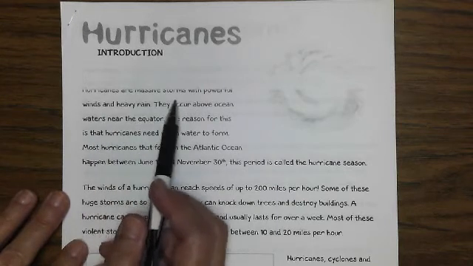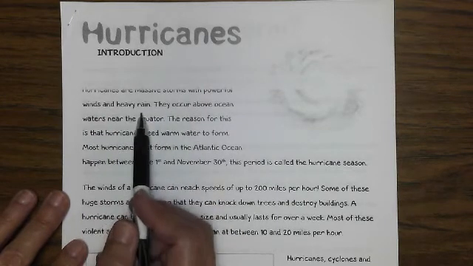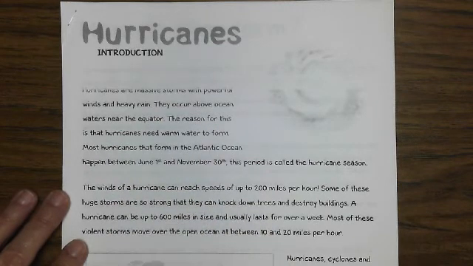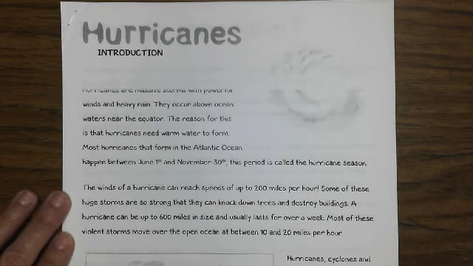Hurricanes are massive storms with powerful winds and heavy rain. They occur above ocean waters near the equator. The reason for this is that hurricanes need warm water to form. Most hurricanes that form in the Atlantic Ocean happen between June 1st and November 30th. This period is called the hurricane season.